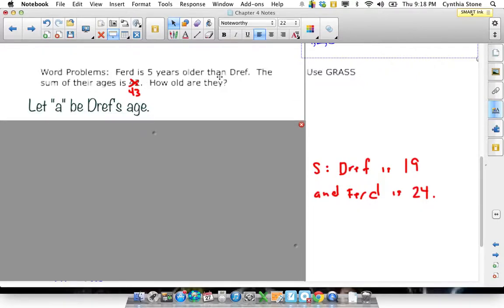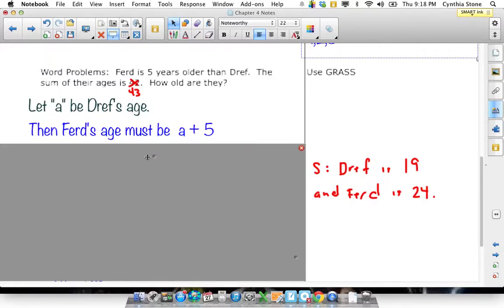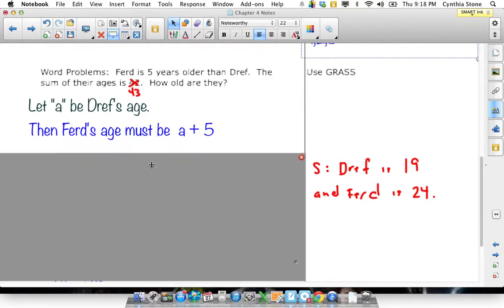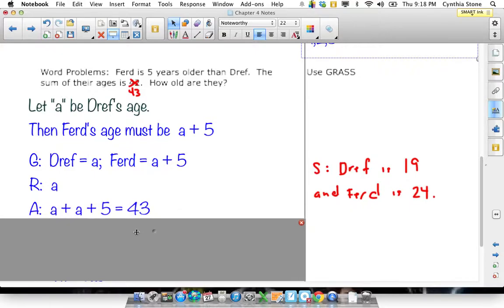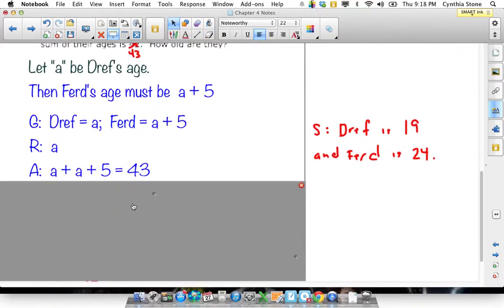So Ferd is 5 years older than Dref. So I could have picked Ferd to be A, my variable, but I chose Dref. And that makes Ferd A plus 5, because he's 5 years older. So you can just choose anything to be Dref. Ferd's must be A plus 5. And it says the sum of their ages is 43. So that means that, I'm just writing my givens here. Here's my equation. So Dref is A, Ferd must be A plus 5.